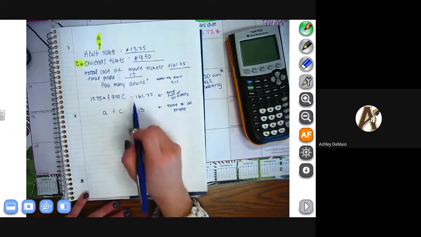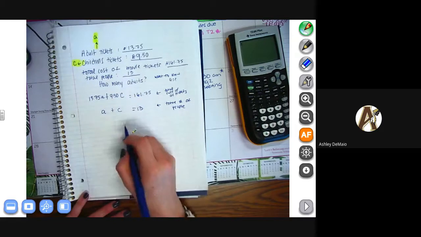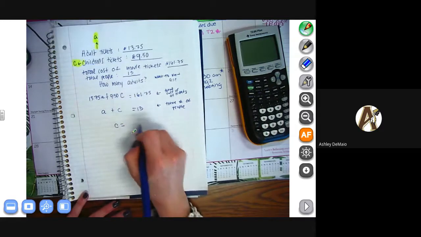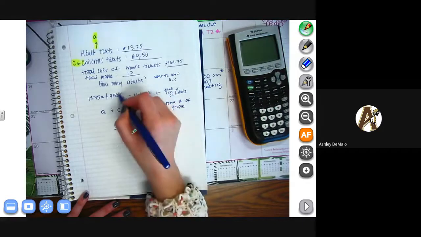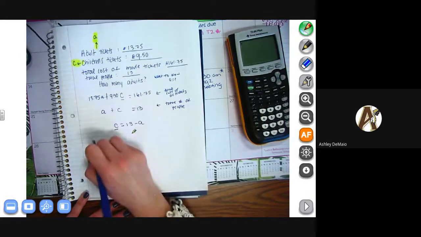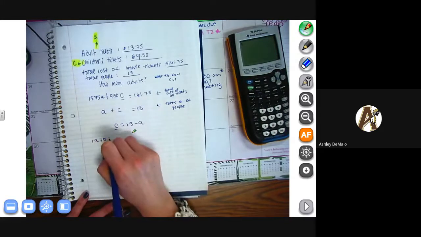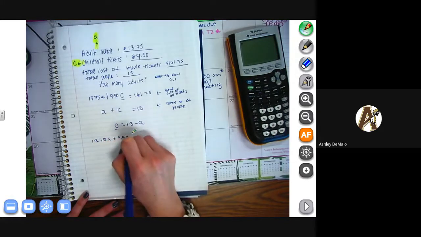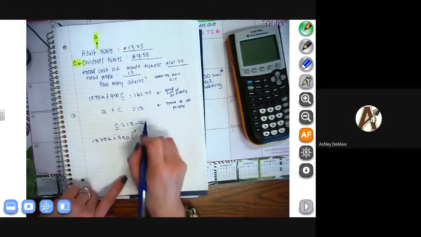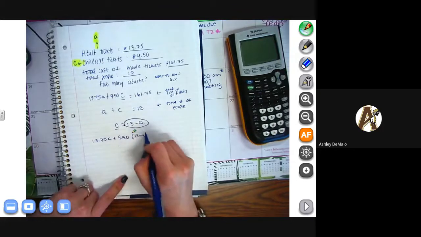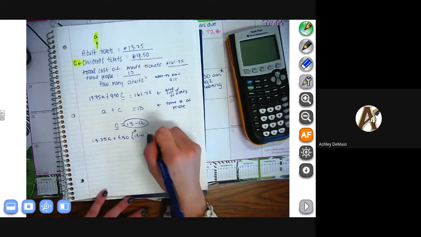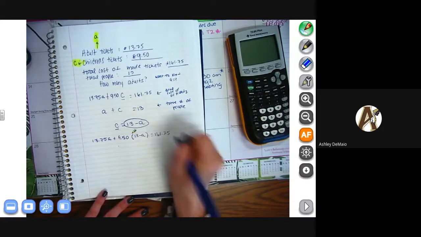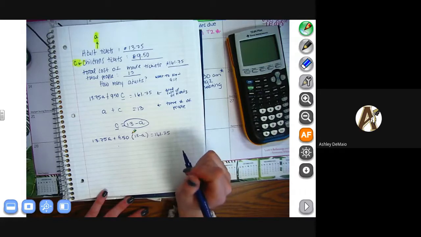So let's rewrite the second equation as C equals 13 minus A. Okay, and now let's substitute this in for the C in that original equation. So 13.75A plus 9.50 times C, which now we're going to replace with 13 minus A so that we get it all in terms of A so we can figure out what A equals, equals 161.75. And now we just have to solve for A.